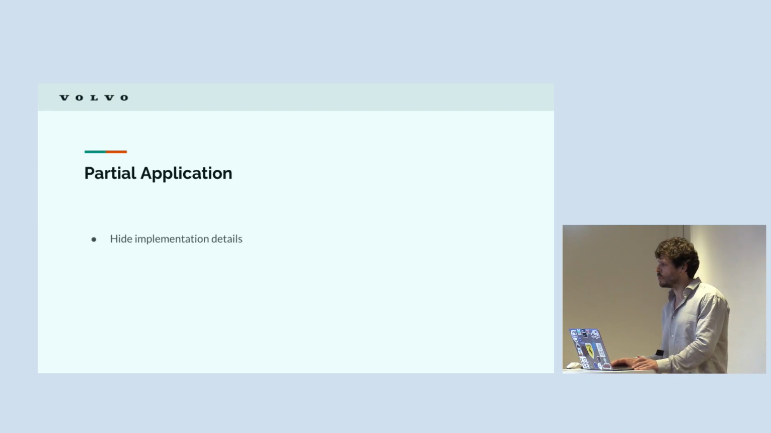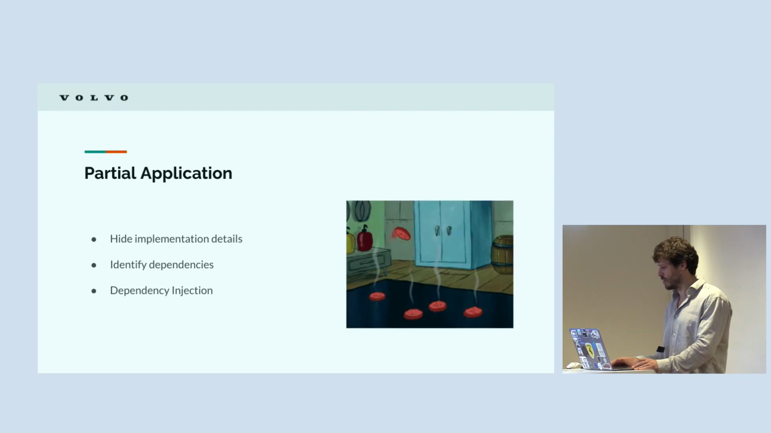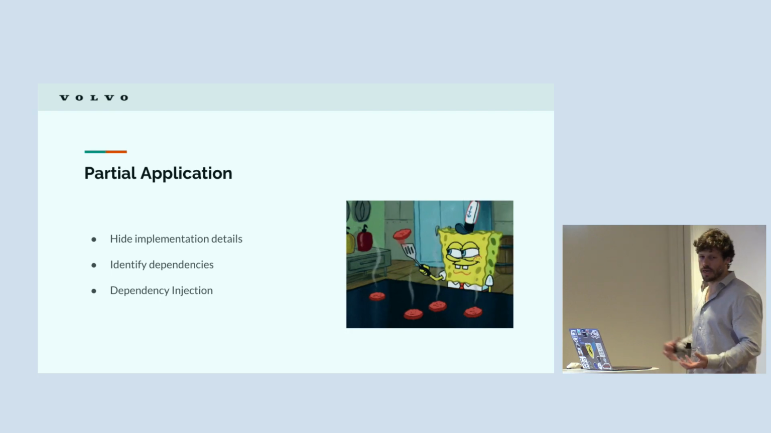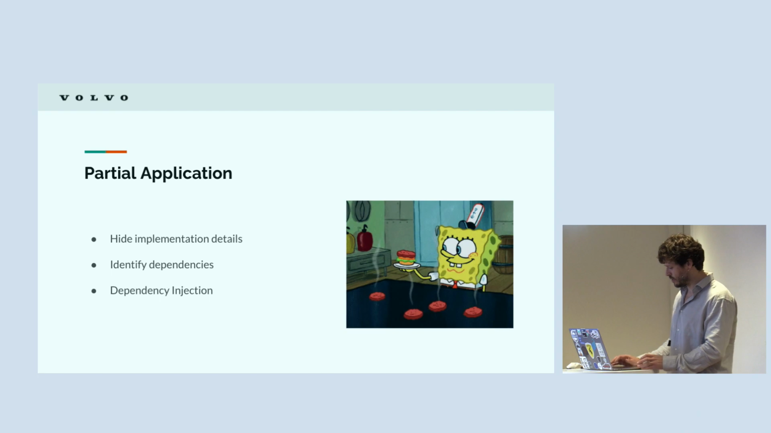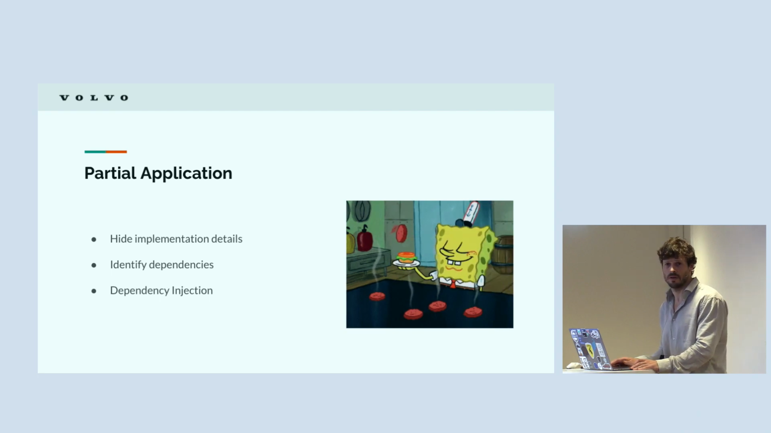So why do we want to use it? To hide implementation details, to identify dependencies, and then be able to use dependency injection to provide those dependencies that we just identified. But yeah, partial application and functional composition are not the only big concepts in functional programming.